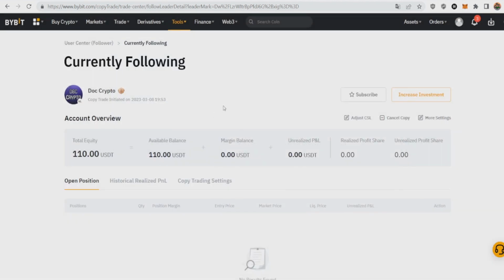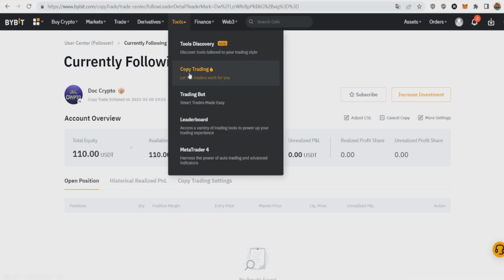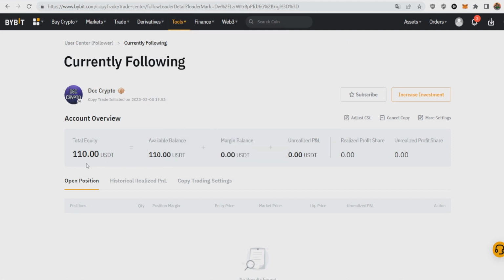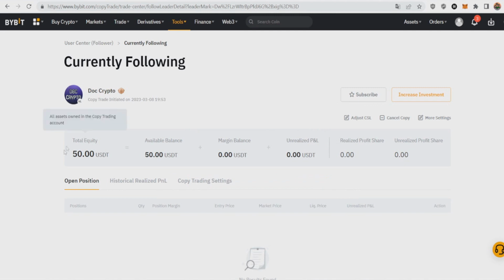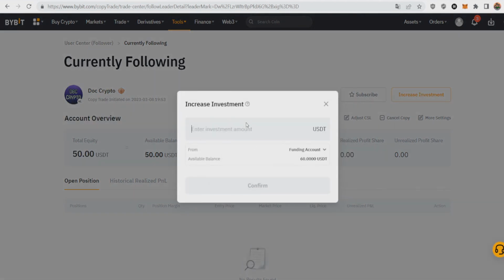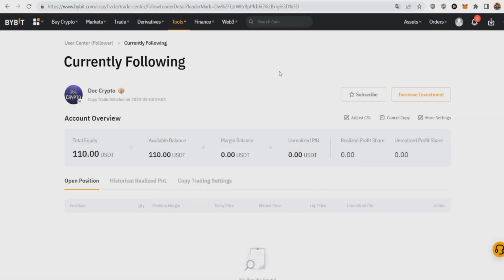Then another great thing that people always ask me, Doc, let's say I made a lot of profit and I want to take some profits out because I want to keep them or use the money. Then the same thing again: tools, copy trading, top right, master trader, and then you go to more settings and reduce investments, and then it says max reducible amount. So let's say we take $60 out, guys. We just take $60 out, and now we're only following $50. And if you want to increase again, here we have $60 and we can do that again. So this is really how easy it is.